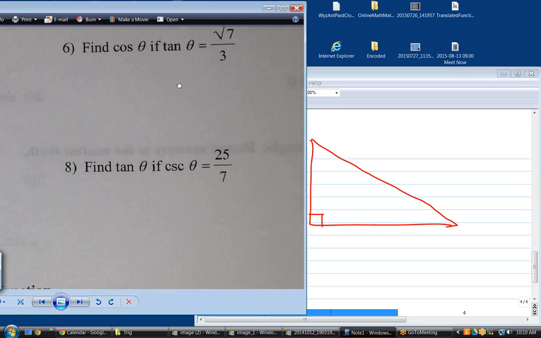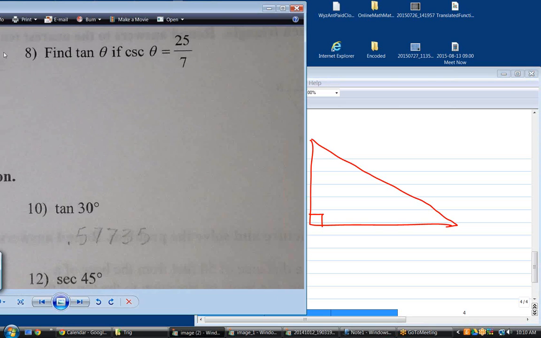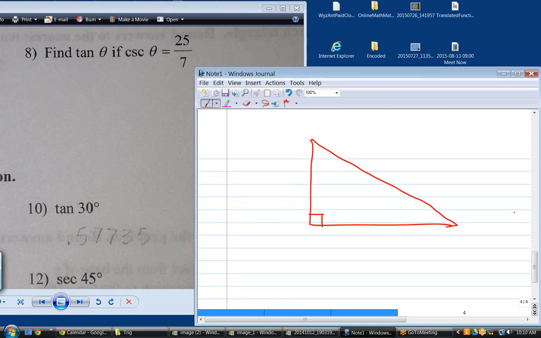How about the next number? This time I'll label that as theta. Incidentally, I probably don't have to say this, but theta is never the right angle. Theta is always one of the two acute angles.